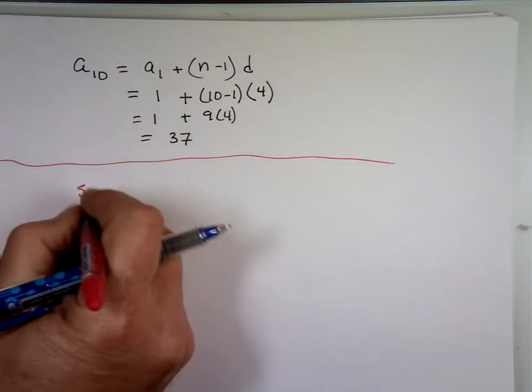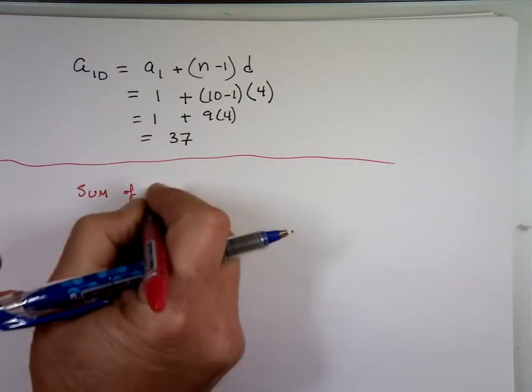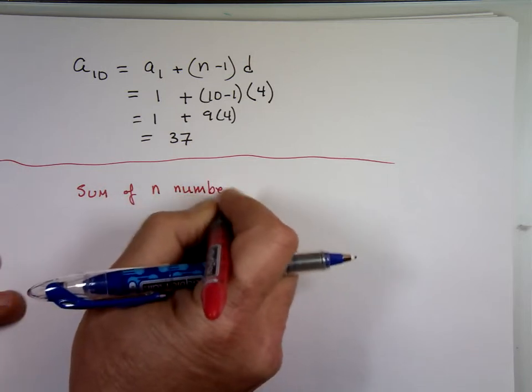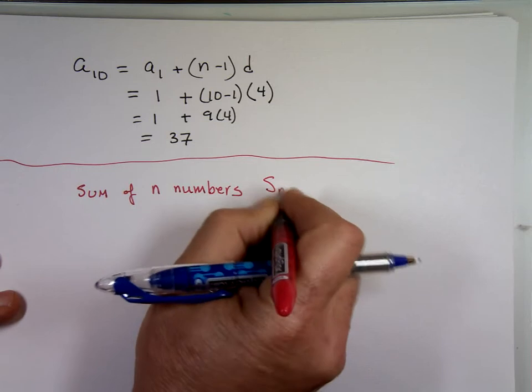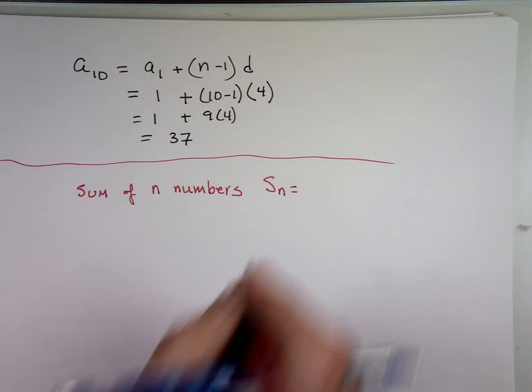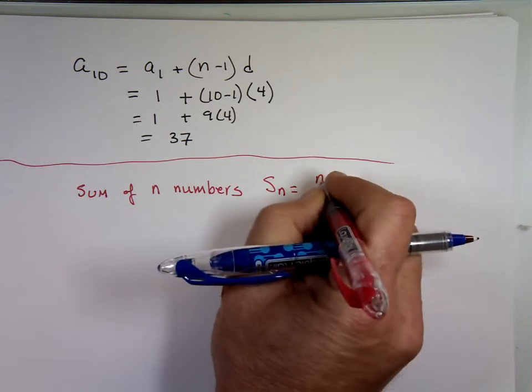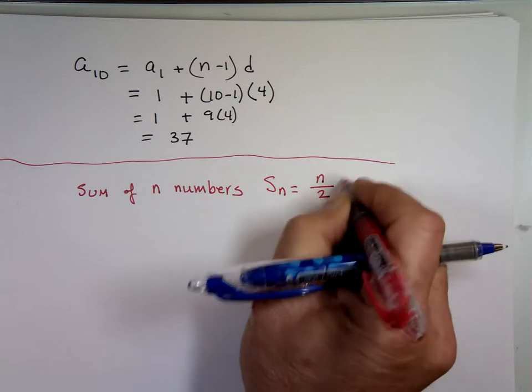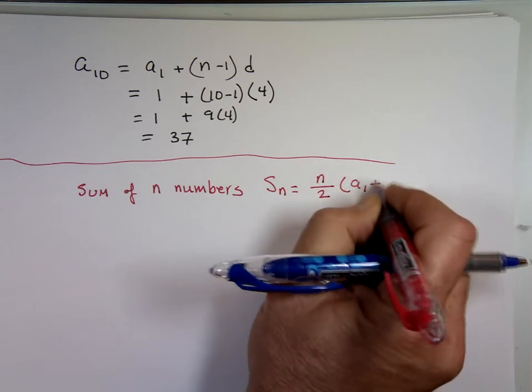The sum of n numbers. I'm going to use Sn for sum. And we have an equation for that too. If you want to find the sum of them, it's always going to be n divided by 2 times a1 plus an.